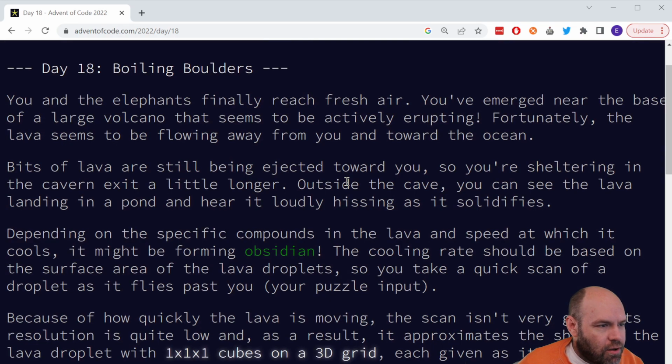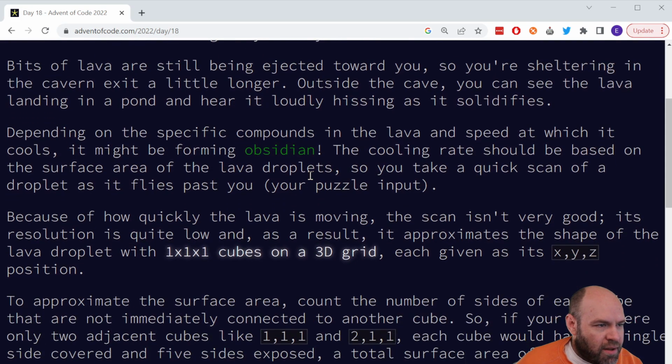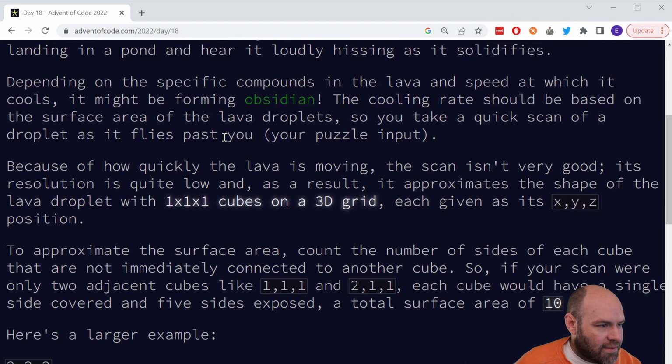Boiling boulders. You and the elephants finally reach fresh air. You've emerged near the base of a large volcano that seems to be actively erupting. Fortunately, the lava seems to be flowing away from you and toward the ocean. Bits of lava are still being ejected toward you, so you're sheltering in the cavern exit a little longer. Outside the cave, you see the lava landing in a pond and hear it loudly hissing as it solidifies.